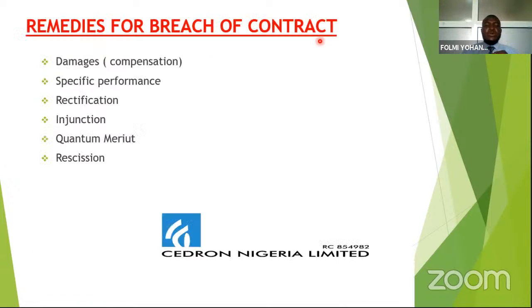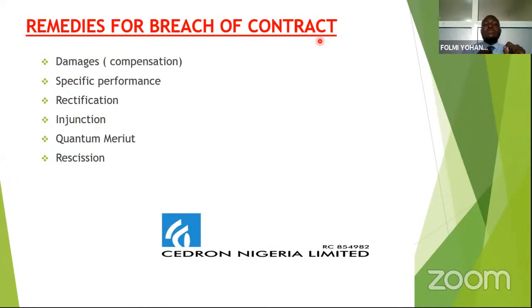And the final subtopic we are going to look at is remedies for breach of contract. When there is a breach of contract, what are the remedies available to parties? One of the remedies available to parties is damages. That means you are entitled to monetary compensation. Monetary compensation means the other party is paying you money. You are approaching the court that the other party should pay you as a result of that other party being in breach of the contract.